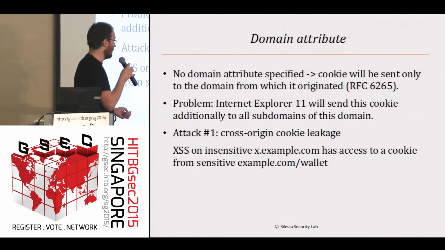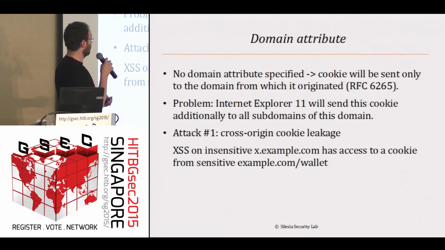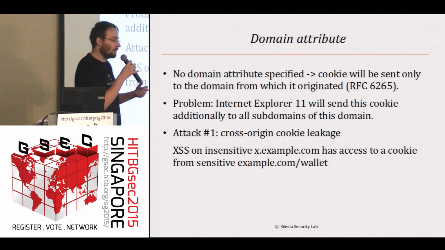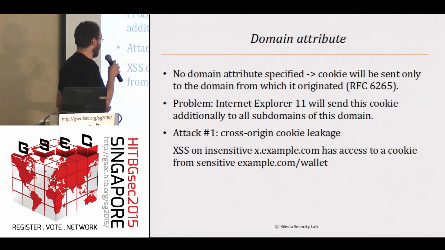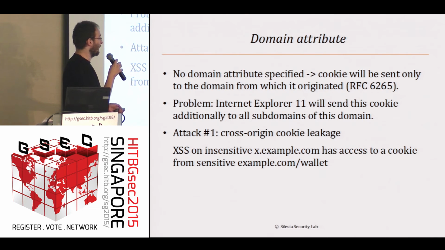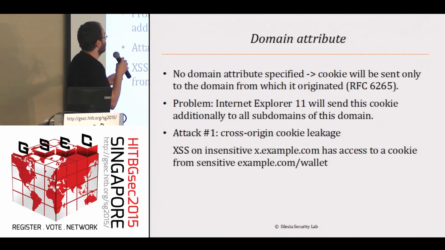But the problem is that in the case of Internet Explorer 11, as I mentioned, this is completely not taken into account. I mean how cookies should be processed when the domain attribute is not specified. So in this case, if we have XSS on x.example.com, it will be able to read a cookie that should be limited only to example.com, because Internet Explorer 11 will allow it to be sent due to this problem, because it does not support this part of the RFC, okay?